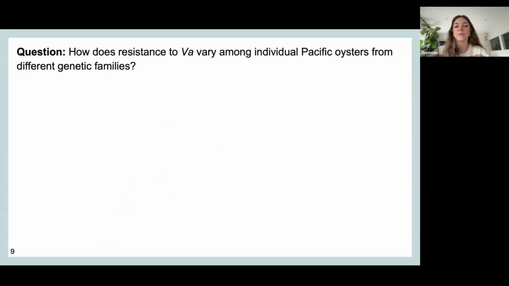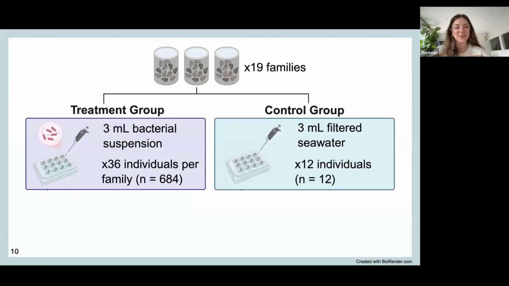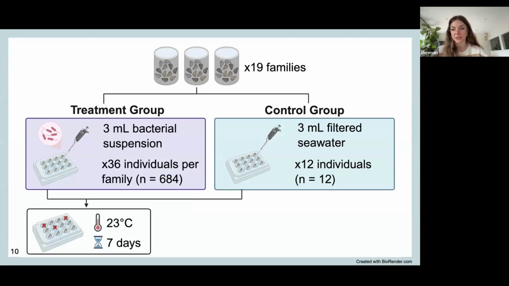So for my project, one of the first things we had to do was figure out how resistance varies between different individual Pacific oysters from different genetic family backgrounds. So we had to do that disease challenge using Vibrio aestuarianus. This was done back in 2024. We had 19 different oyster families. I'm not going to get into a ton of the details of the disease challenge, but essentially you have one little oyster inside each well of a big well plate, and you give them the bacteria and you see how long it takes for them to die.